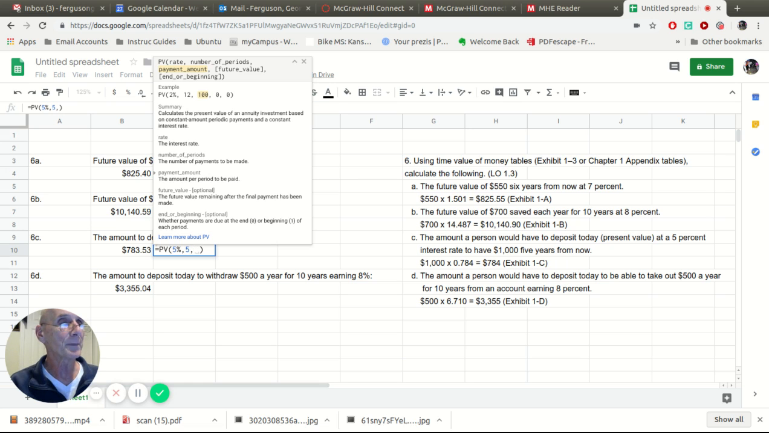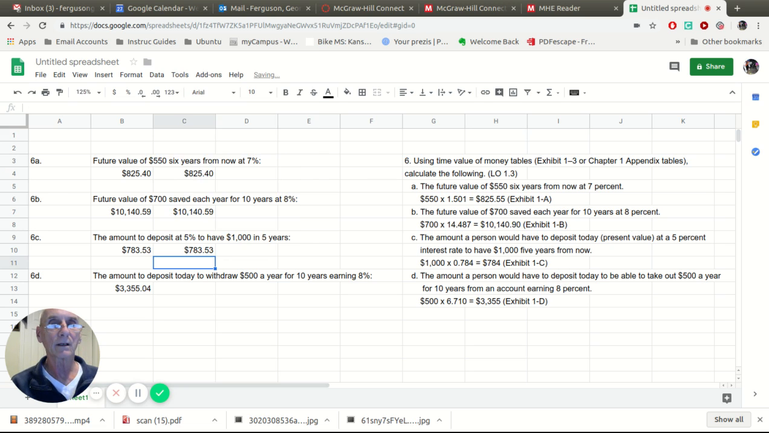How much am I going to have to pay? All right. Well, at this point, I really don't know. So I'm just going to put a 0 in there, comma. And the future value, what I want to have is $1,000. I'm going to put a minus 1 so I can take it out. Minus $1,000. Enter. I get $783. Now, let's look at D. Again, what we're looking at here is I want to take out $500 a year for 10 years. So how much do I have to put away now?